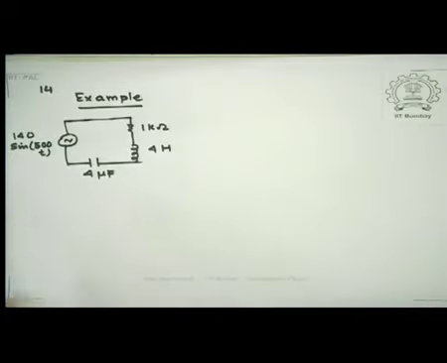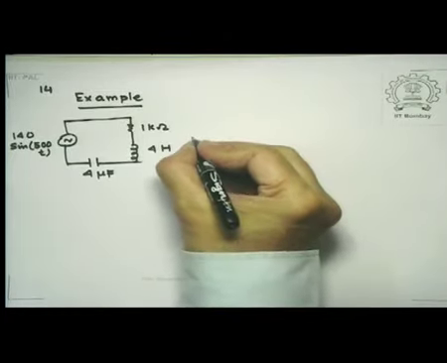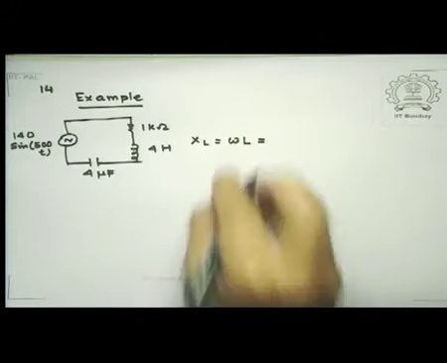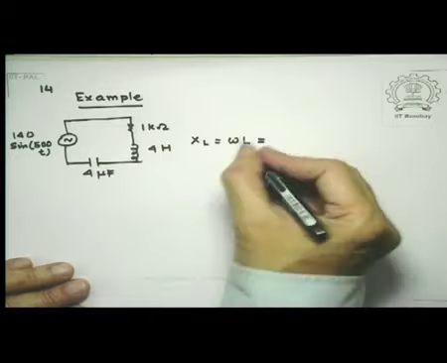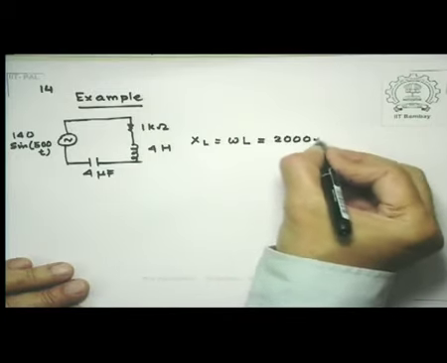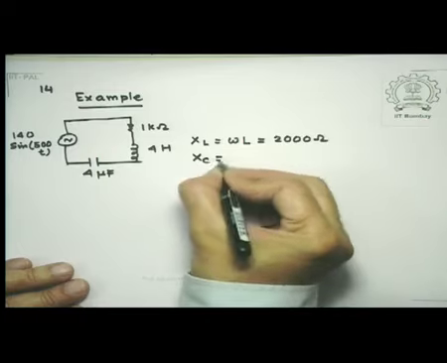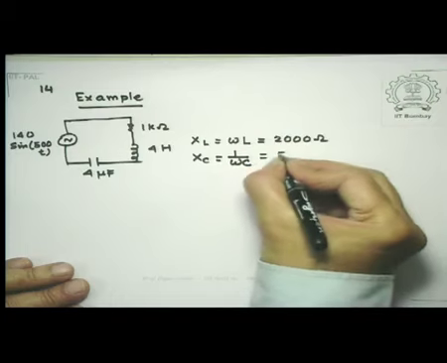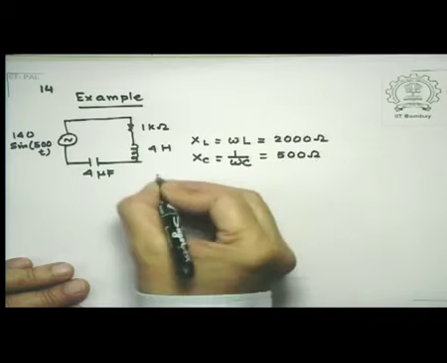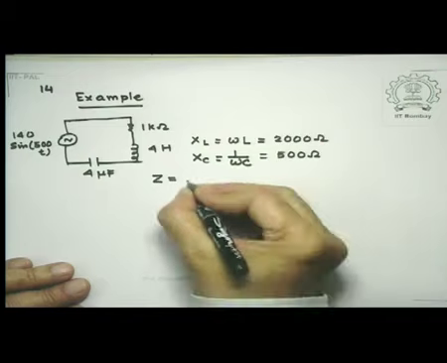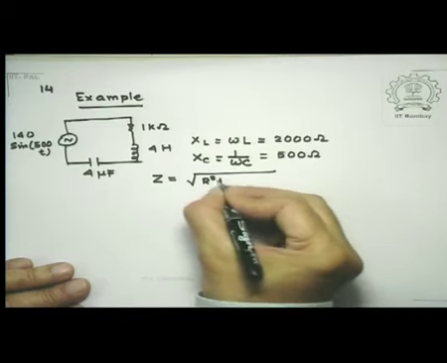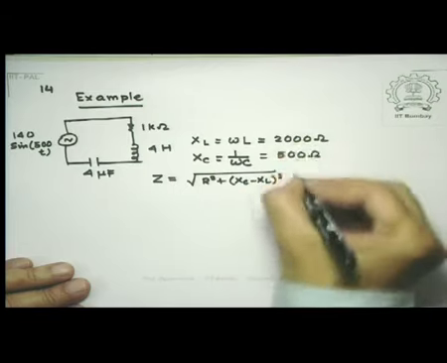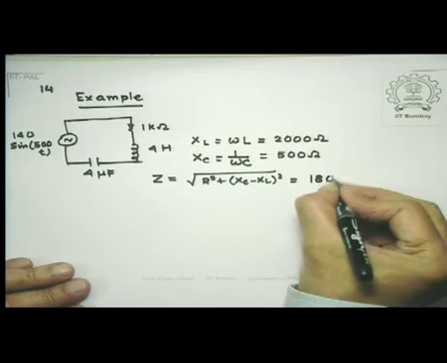I will not repeat the calculation, but you can immediately find out what is XL. XL is omega L. So omega is 500, L is 4 Henry, so it is 2000 ohms. XC is 1 over omega C. Just do the same calculation. This will be 500 ohms. And Z, which is equal to, once again, square root of R square plus XC minus XL whole square, is the simple calculation will give you 1800 ohms.